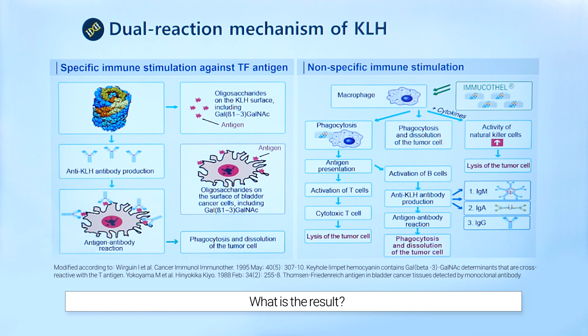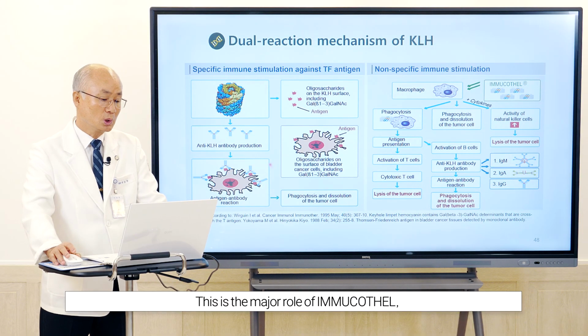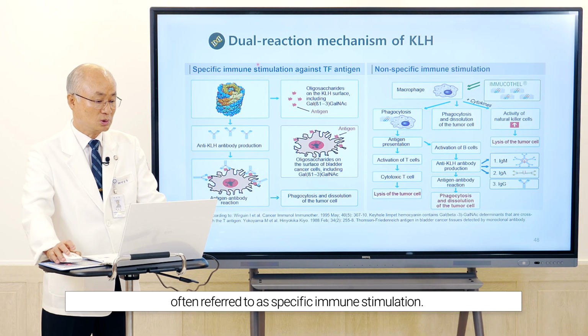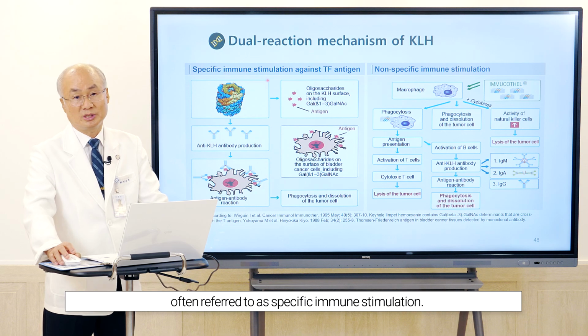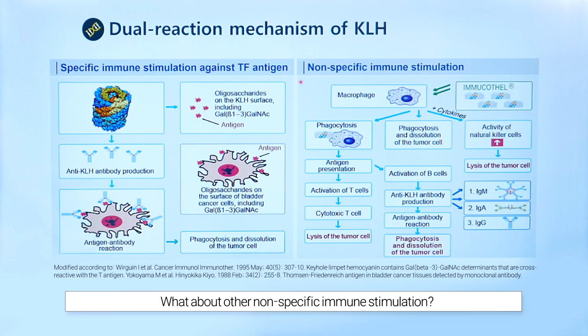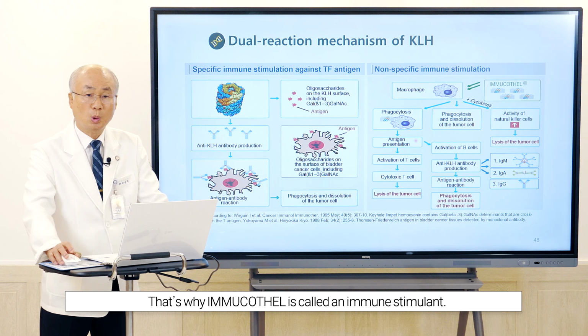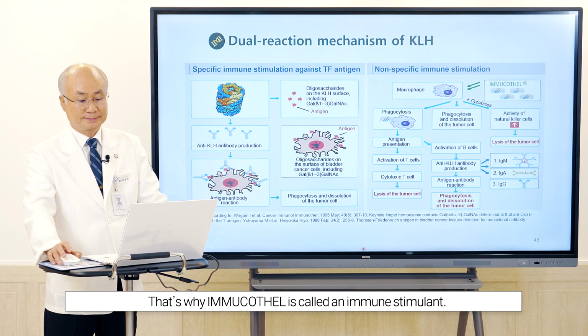So what is the result? The tumor can be lysed, dissolved, destroyed. This is the major role of the IMMUCOTHEL. This is called specific immune stimulation. How about other non-specific immune stimulation? Like NK cells, B cells, and T cells can be activated. That's why IMMUCOTHEL is called an immune stimulant.